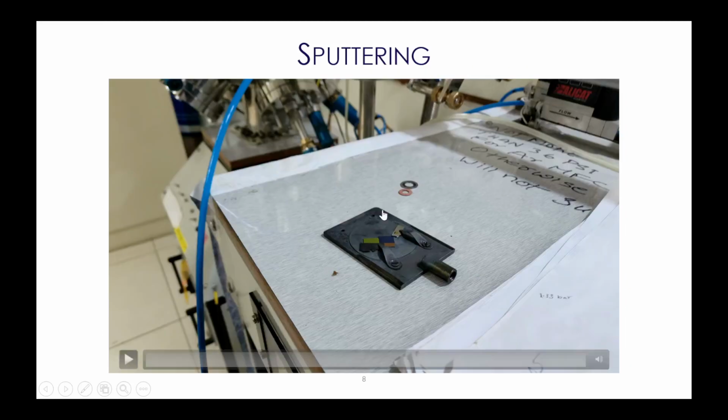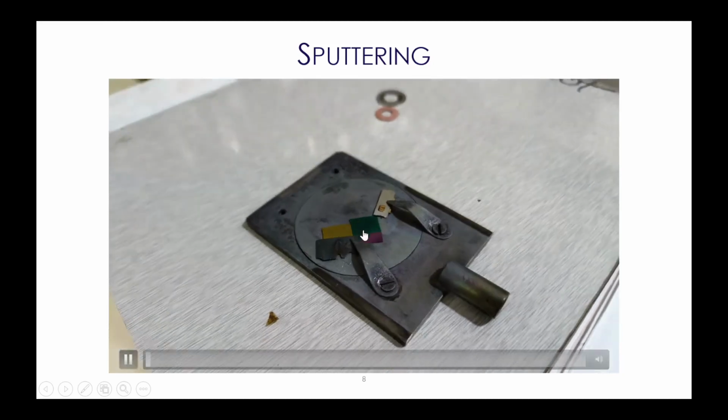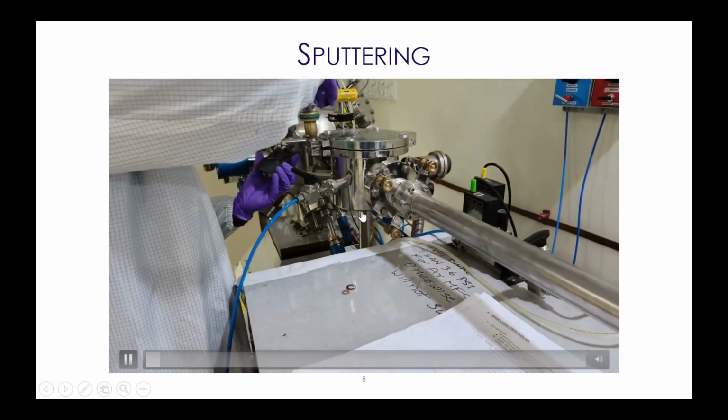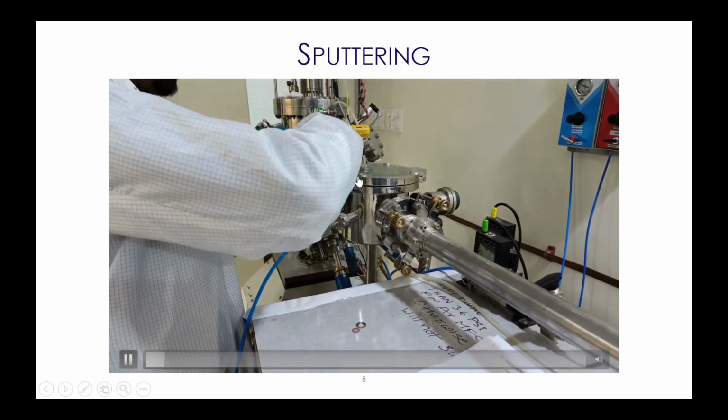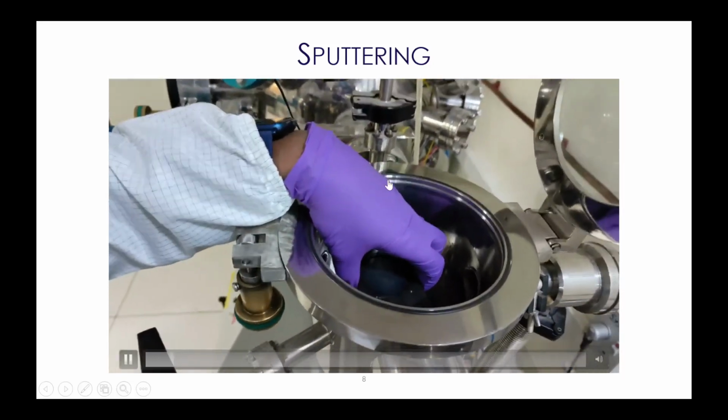This is the sample holder for sputtering. After deposition, you can see that material is deposited here. You can see that this is the silicon wafer, Si/SiO2. This is how you load and unload a chamber.